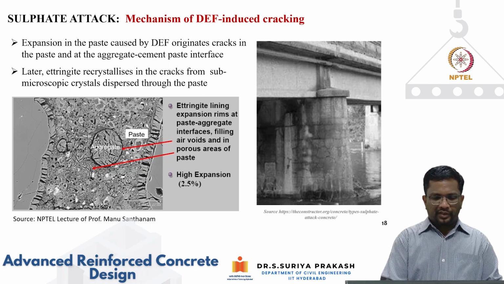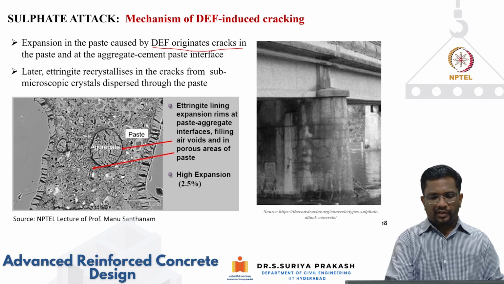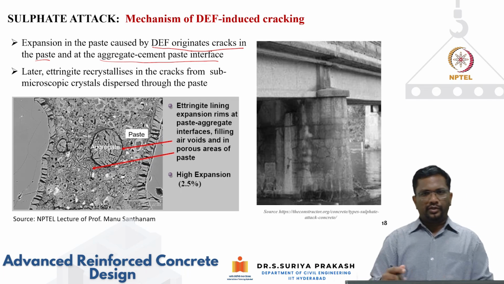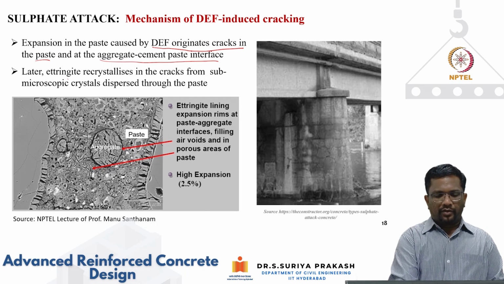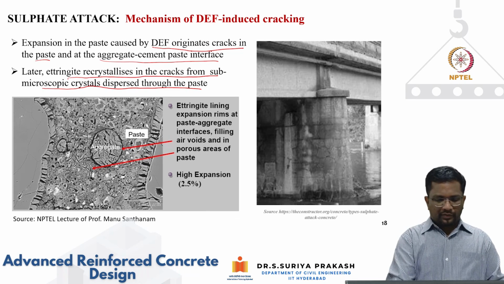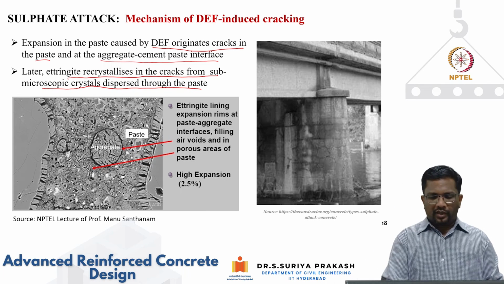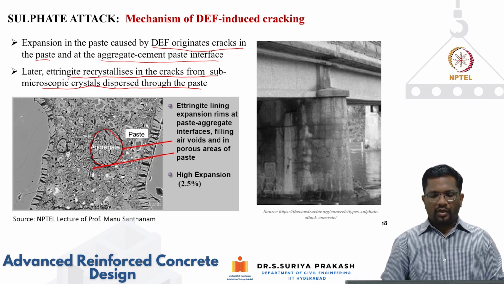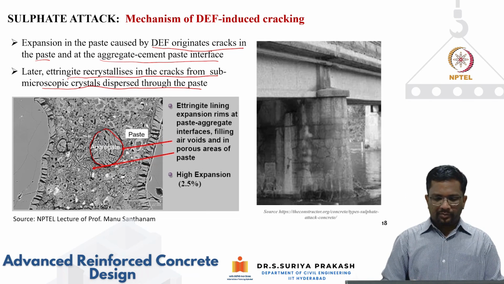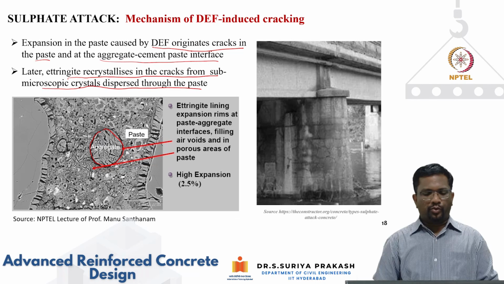Now, this expansion in the paste is caused by DEF that originates in the cracks in the paste and the aggregate cement paste interface. So usually this ITZ portion between the aggregate and cement paste is where this delayed ettringite will form, right? And then later this ettringite can also recrystallize in the cracks from the submicroscopic crystals which are dispersed through the paste. Okay, and this microscopic image also shows the ettringite lining expansion rims at this interface, you can see. And this is your ettringite lining expansion rims, and it can also fill the air voids and the porous areas of the paste.